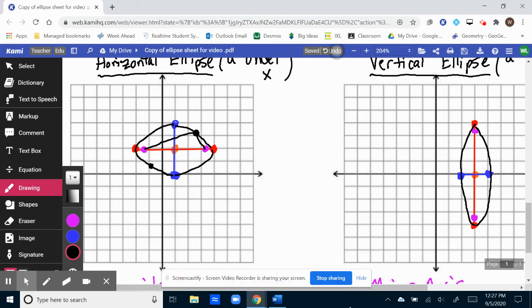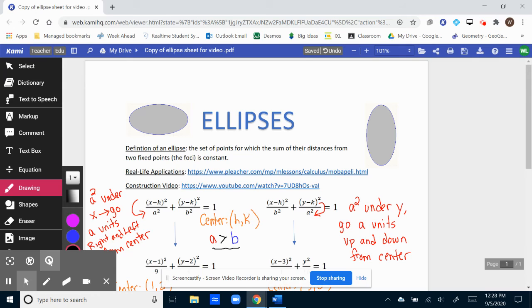So the idea is not that they're equidistant from the center point, but the two foci are your key points. The sum of the distances to one focus plus the distance to the other one will always equal that same sum if you do the same thing for any other point. Okay, so wrapping up here.